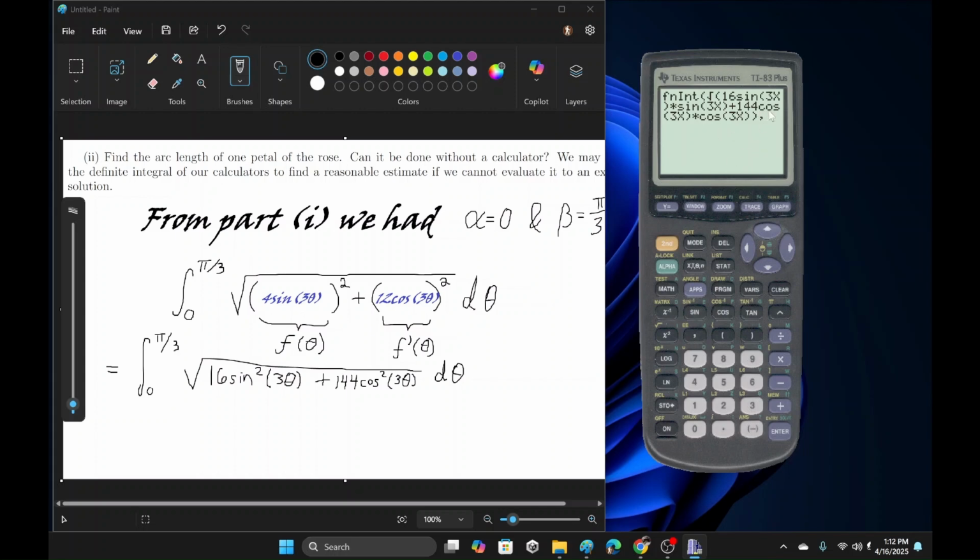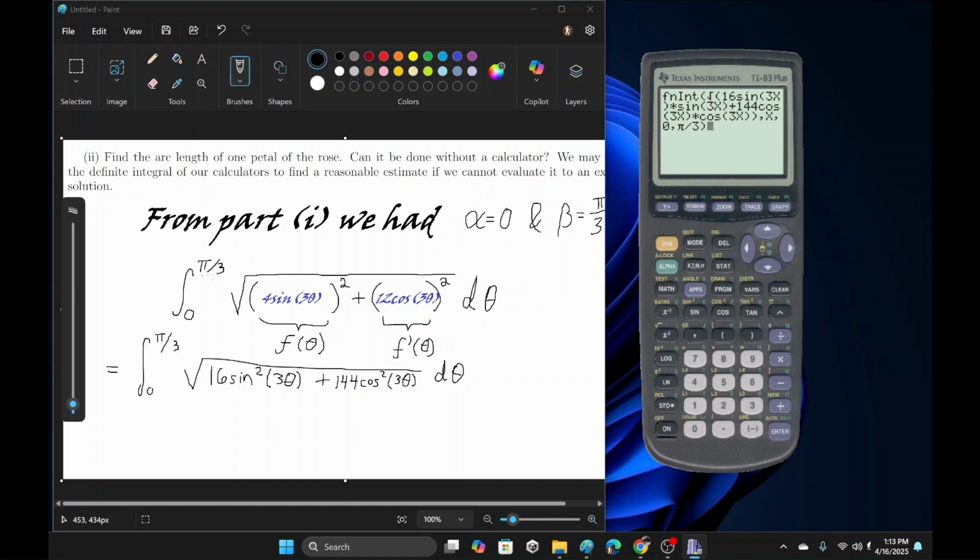So comma, now tell it what variable it's with respect to, x in my case. Then comma, lower bound, which is 0, comma, upper bound, pi over 3. As a reminder, the pi symbol can be accessed by using the second key and then pressing this button. It's the same as the wedge. Pi over 3, so pi divided by 3 there. Close this parenthesis. Again, that's going to actually close off the very first one that comes after fn int. And everything should be good to go here.